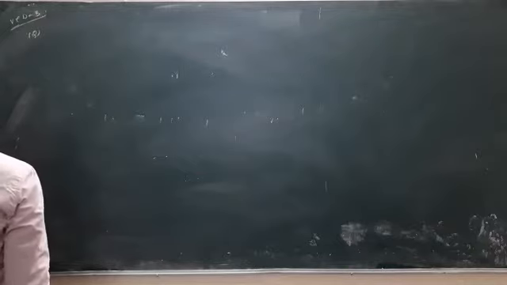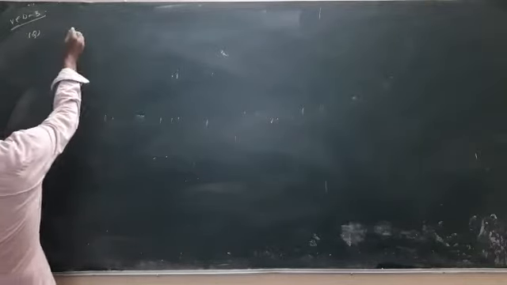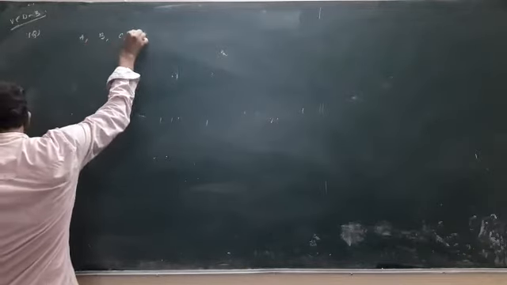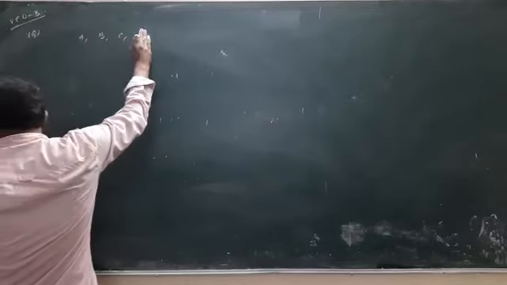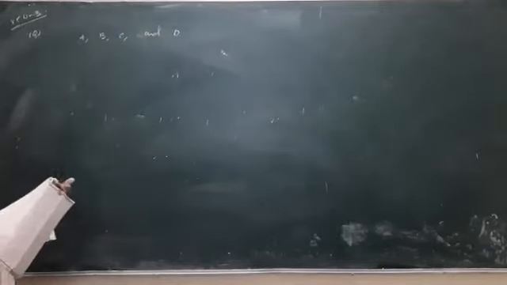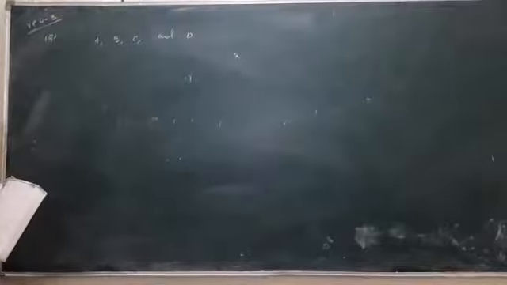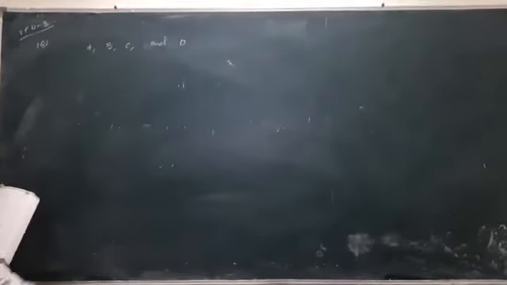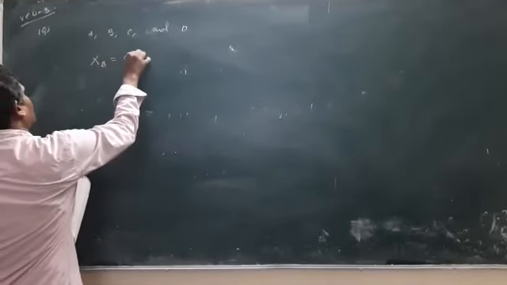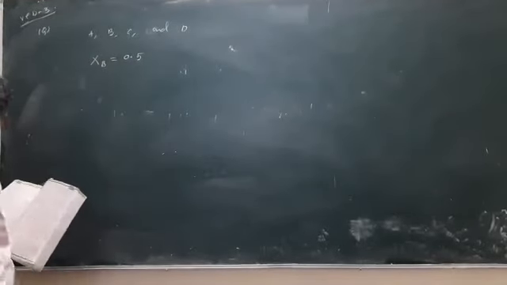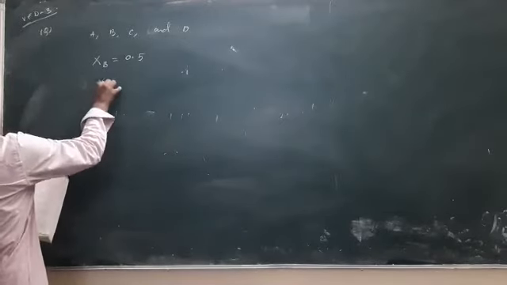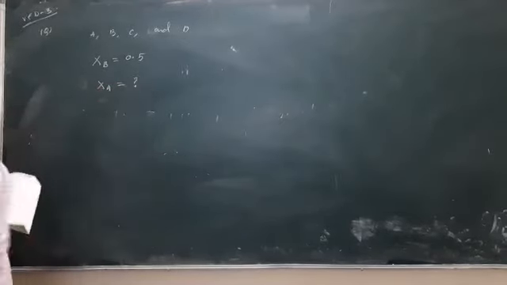So a gaseous mixture containing four gases, gas A, gas B, gas C and gas D. Gaseous mixture containing A, B, C and D components. The mole fraction of B they have given is 0.5. Then the mole fraction of A equal to how much is the question.